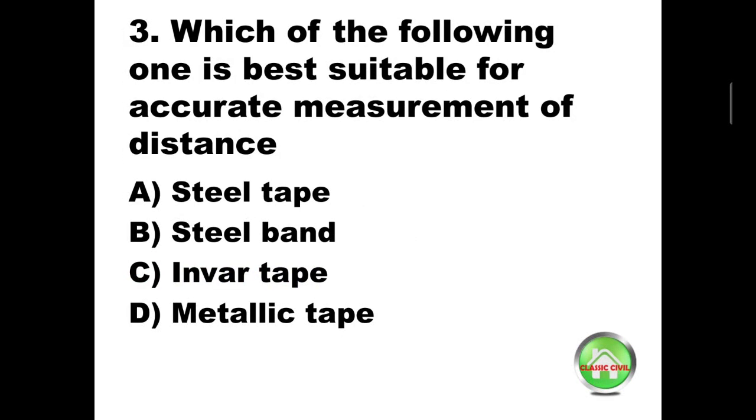Question number 3. Which of the following one is best suitable for accurate measurement of distance? Option A, steel tape, option B, steel band, option C, invar tape, option D, metallic tape. Which of the following one is best suitable for accurate measurement of distance? Answer is option C, invar tape.